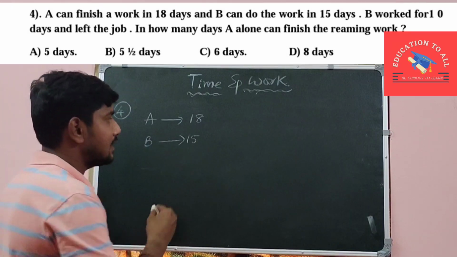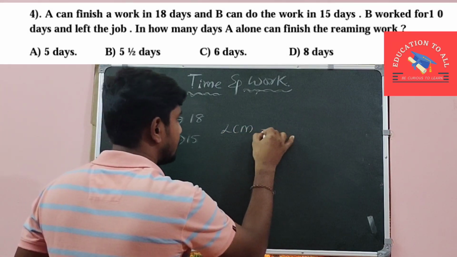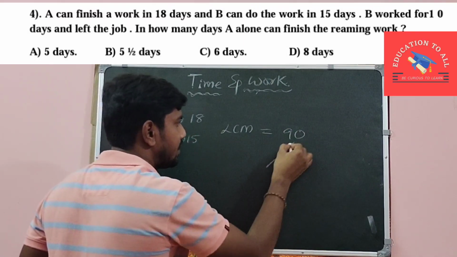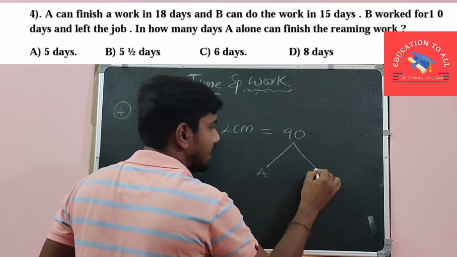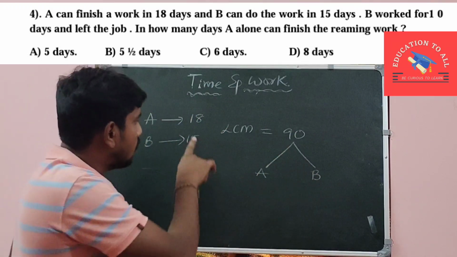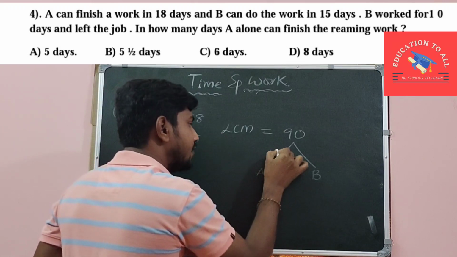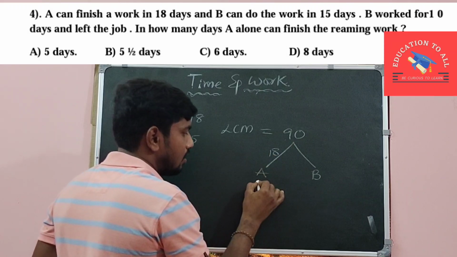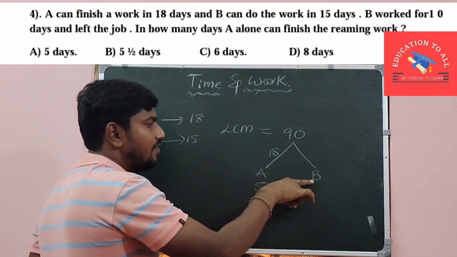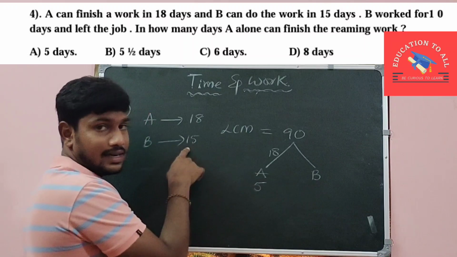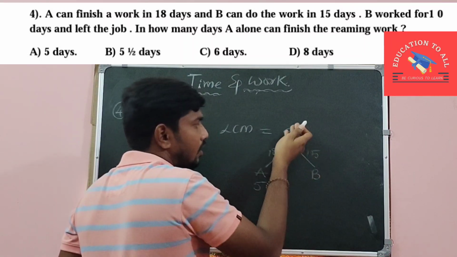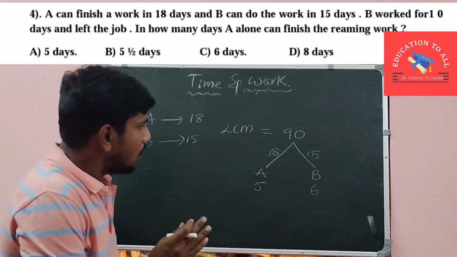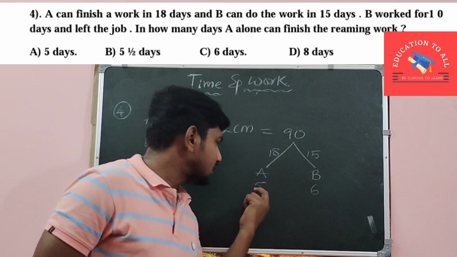So we need to find the LCM of these two numbers, 18 and 15. The LCM is 90. We also need to find the efficiency of A and of B. A can finish in 18 days, so efficiency means LCM divided by 18, which is 5. For the efficiency of B, 15 days, 90 divided by 15 gives 6. Before, when working together, we did 5 plus 6.